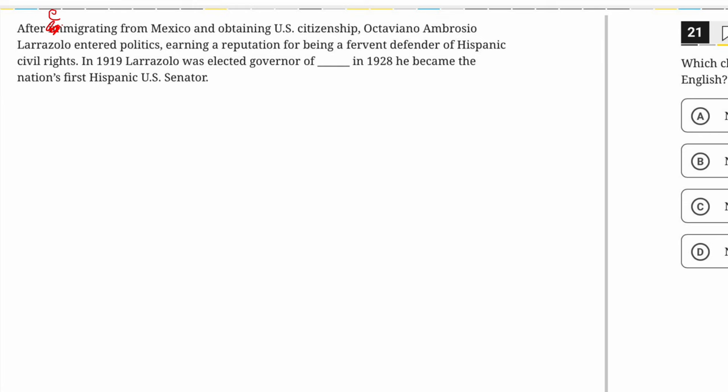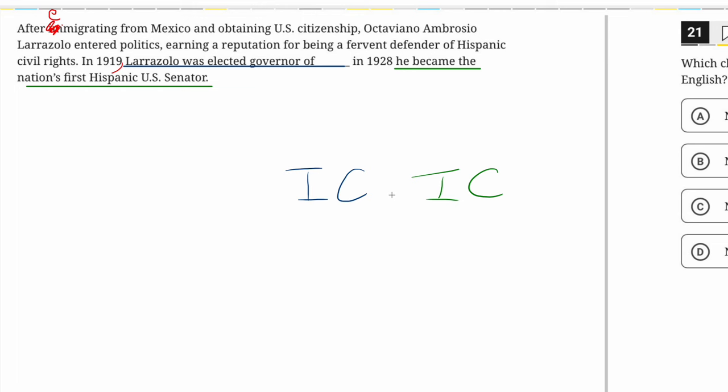In 1919, he was elected governor of such and such. In 1928, he became the nation's first Hispanic U.S. Senator. Okay, so the important thing here, whether or not we put a comma after the year, I guess it doesn't really matter, but what we have here are two independent clauses. Lazarazolo was elected governor, and he became the nation's first Hispanic U.S. Senator. So even though the pronoun he is referring back to the same subject in the previous independent clause, we still have two independent clauses.